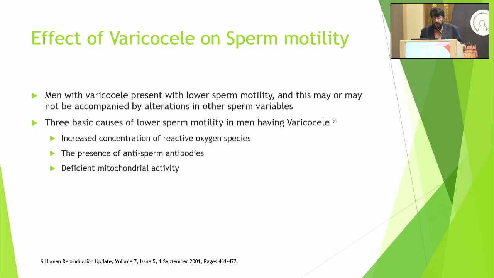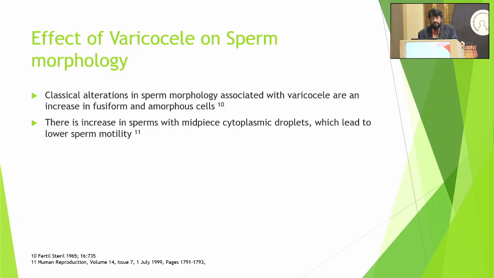So what does it lead to? Men with varicocele present with lower sperm motility, and this may not be accompanied by alteration in other sperm variables. There are three basic causes why sperm motility is affected. There is an increased concentration of reactive oxygen species. There could be presence of anti-sperm antibodies, and there could be deficient mitochondrial activity. All these lead to a decrease in sperm motility.